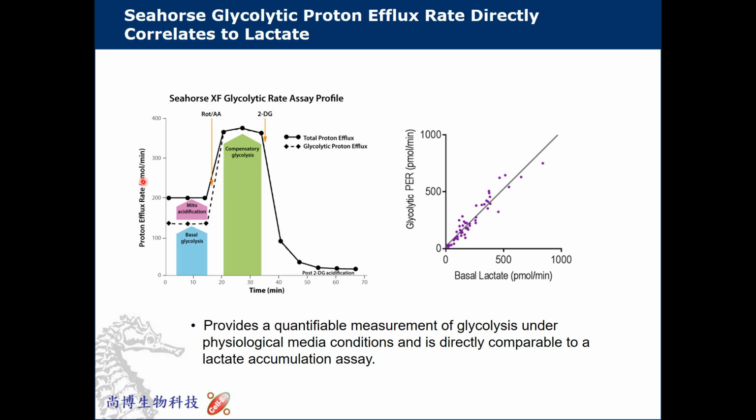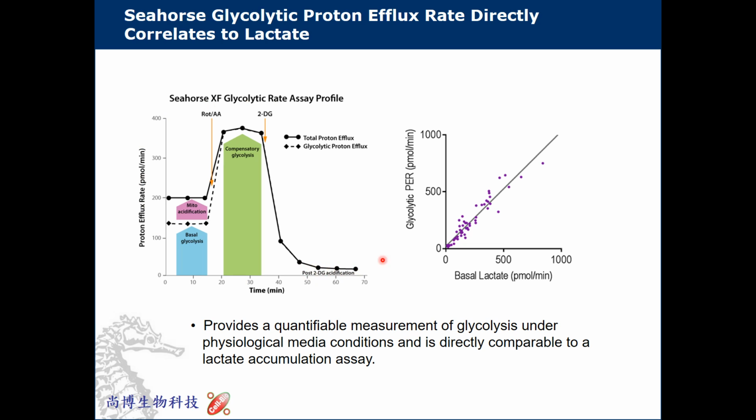In the beginning, we assay the cells with certain nutrients to measure the basal signal. Then we inject rotenone and antimycin A, which are complex 1 and complex 3 inhibitors of the mitochondria. So you will see a compensatory glycolysis here, because the cell now relies only on glycolysis. Then the other drug is 2-DG, to shut down the whole glycolysis system.